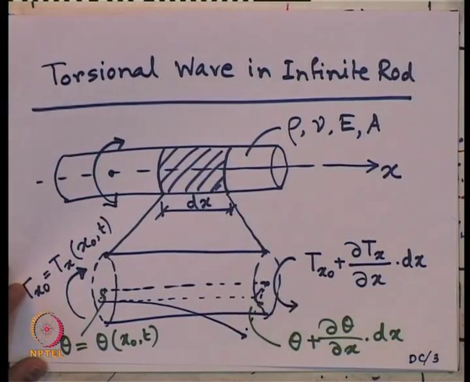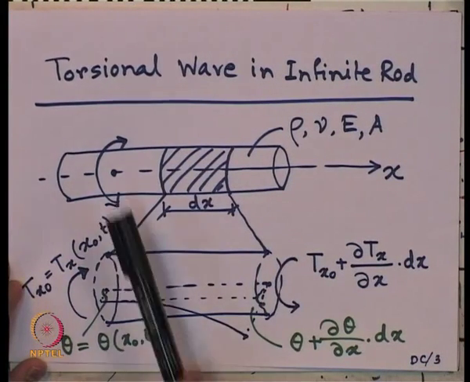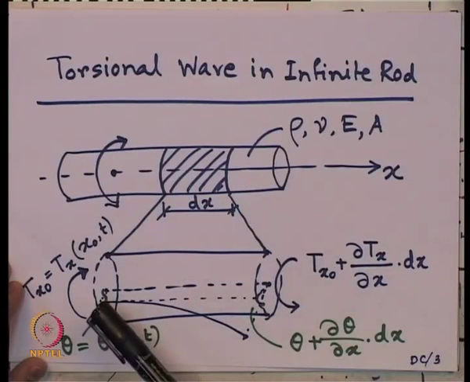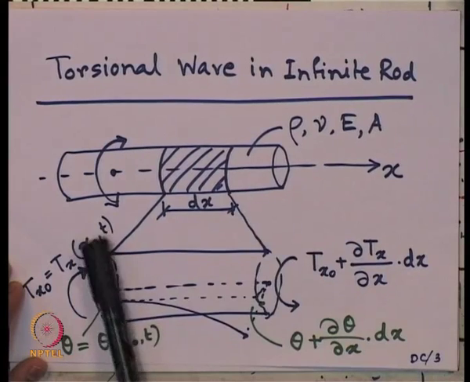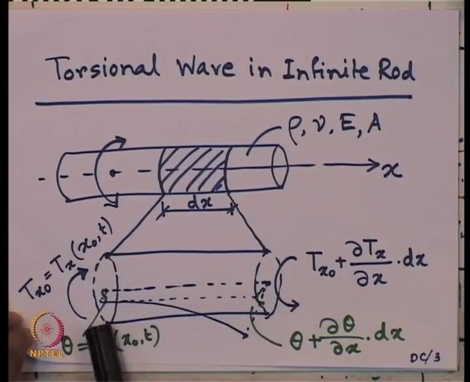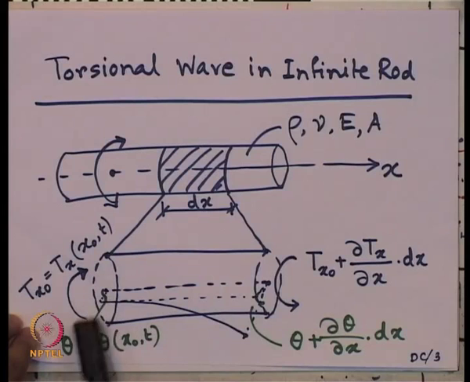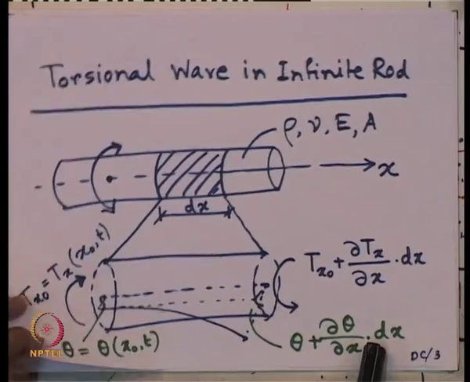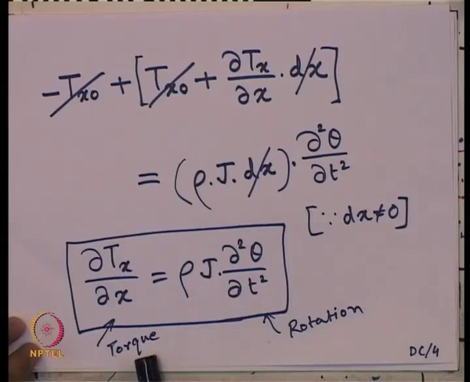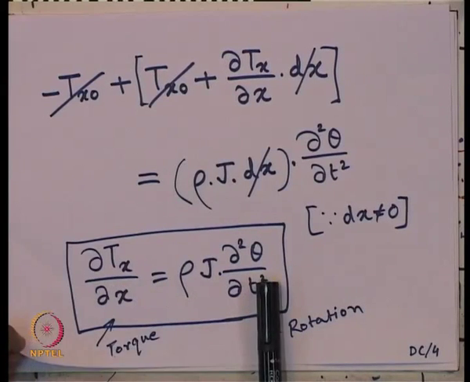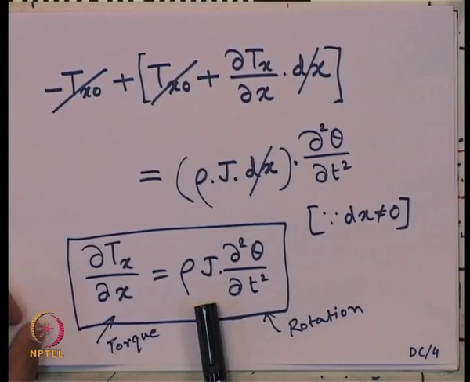Then, in the previous lecture, we derived the governing equation of motion for a torsional wave when it travels through an infinite rod in one dimension. In this derivation, we saw the difference of torque at both ends of this infinitesimal element of the rod, with different magnitudes of rotational displacement theta at this end and at this end. After considering the equilibrium, we derived this relationship of torque versus rotation, where J is the polar moment of inertia.